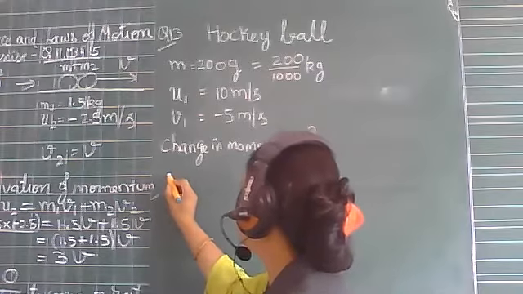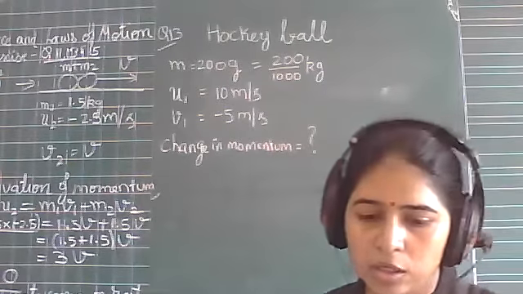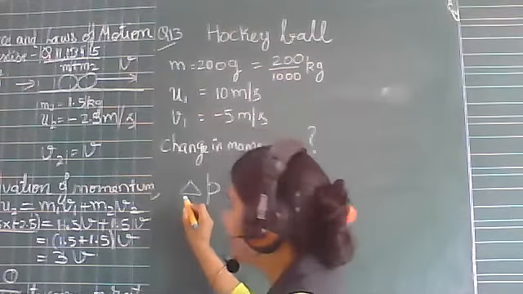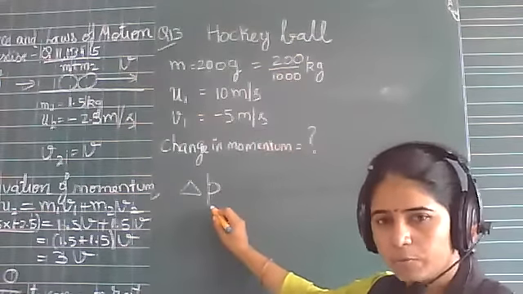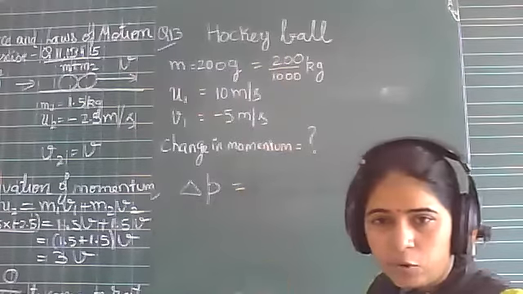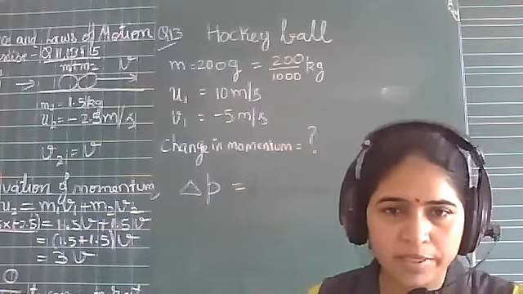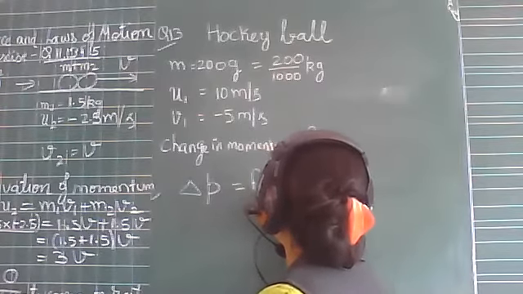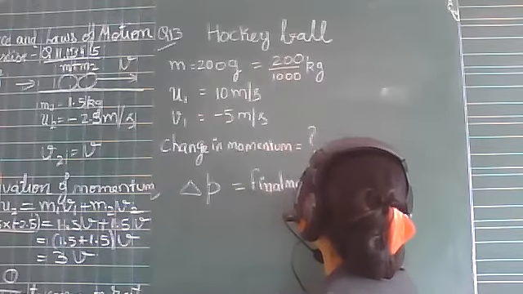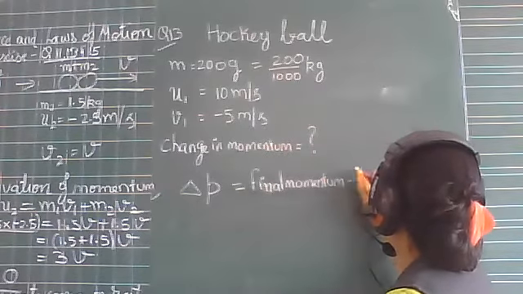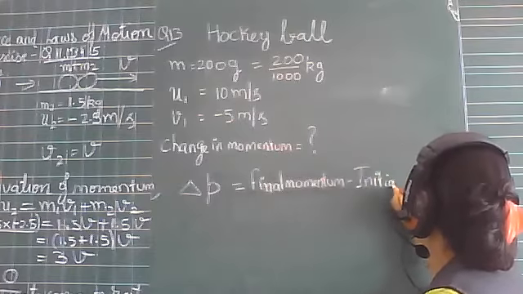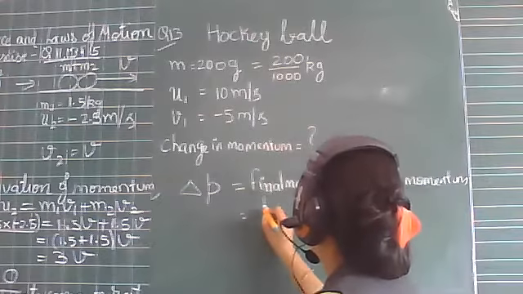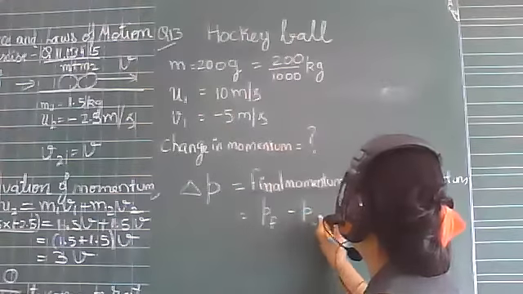So change in momentum, you can denote it with a symbol. I would say you can denote it with the symbol del. Del means change. P is a symbol for momentum. So del P is change in momentum. It is what? Final momentum minus initial momentum. Now final momentum is Pf. Initial momentum is Pi. Right.